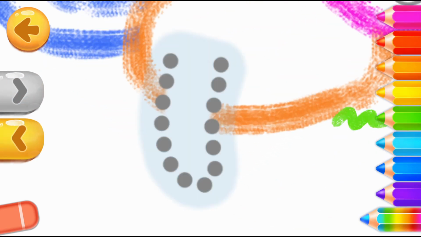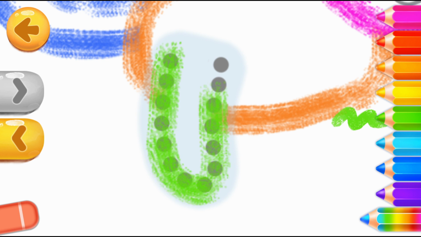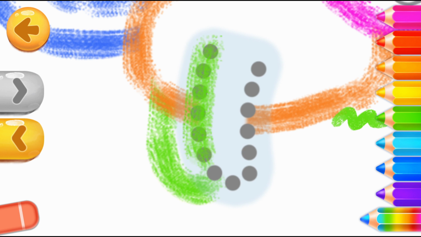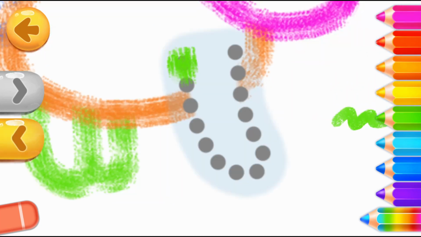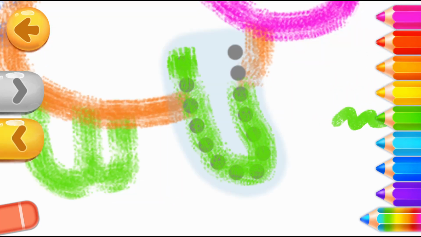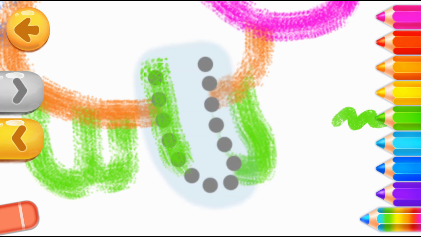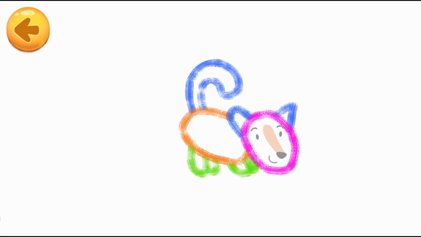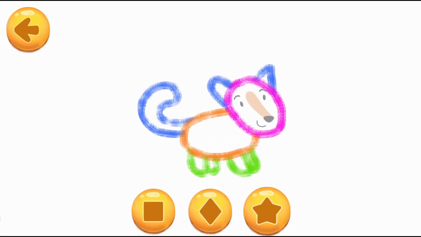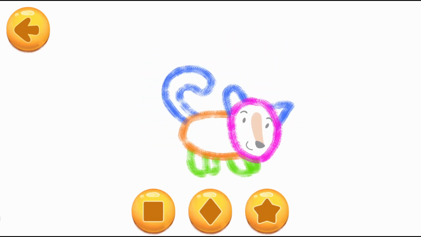Draw the hind leg so she can sit. Now draw your front paws so she can run. Beautiful dog, you can walk with her. Play with the pattern, click on the screen.